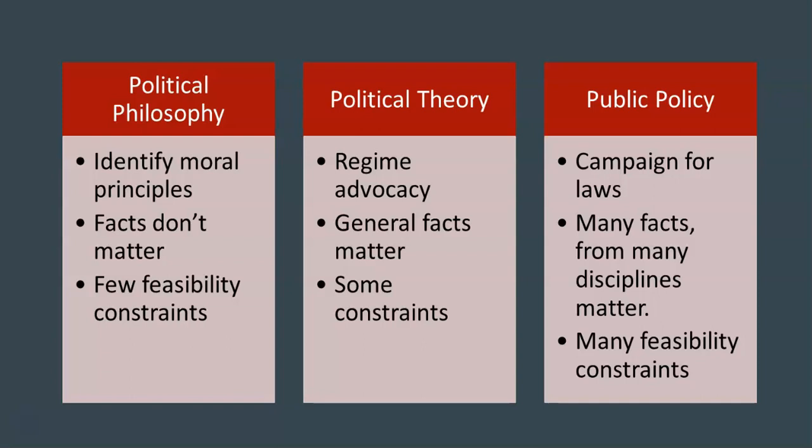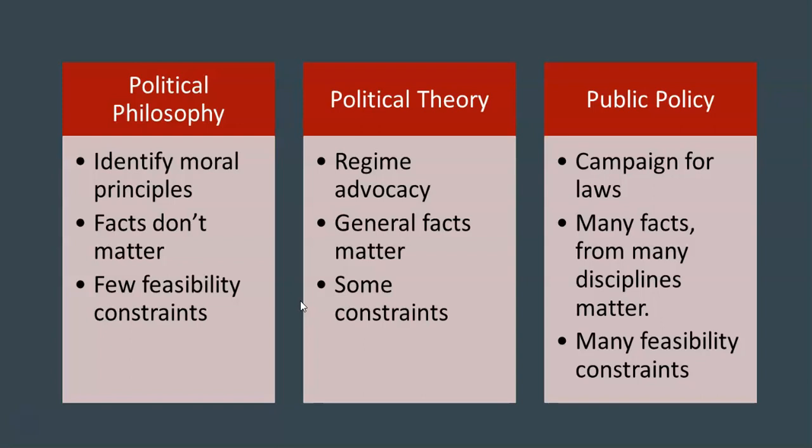Now, stepping down one level of abstraction, we've got political theory. Political theory is the level of regime advocacy. Regime advocacy means here that we are choosing between different ways of organizing society at an abstract level. For example, different kinds of constitutions. We might have a liberal democracy, or a social democracy, or we might have some kind of monarchy, or some kind of communist workers' dictatorship.